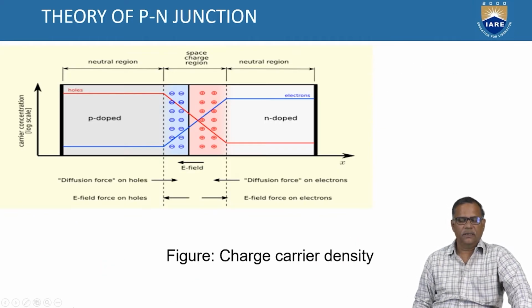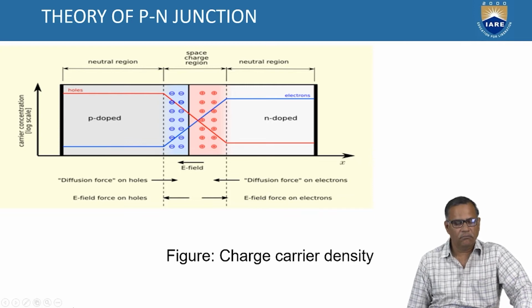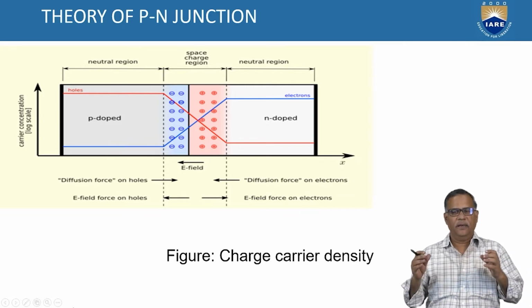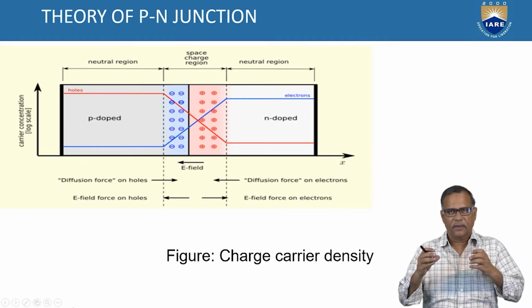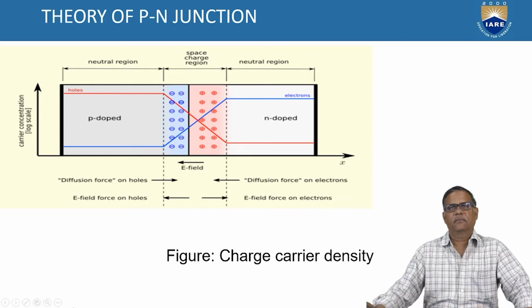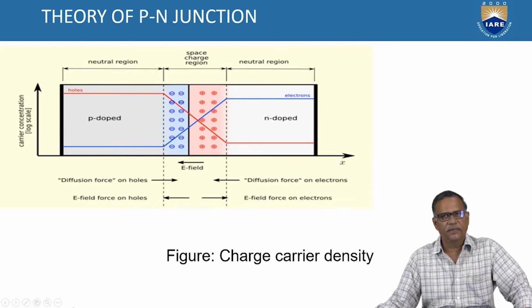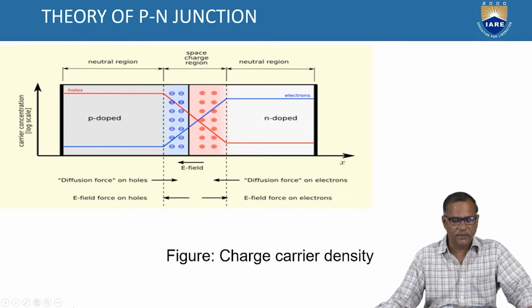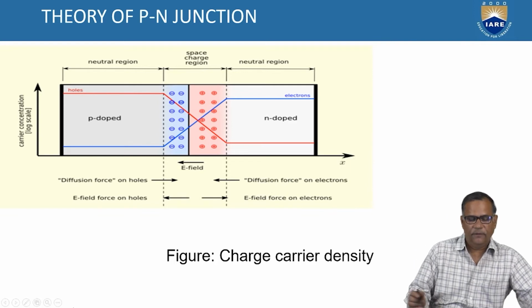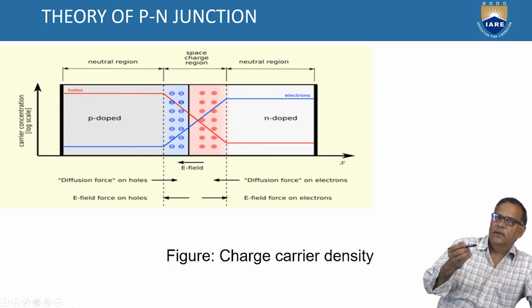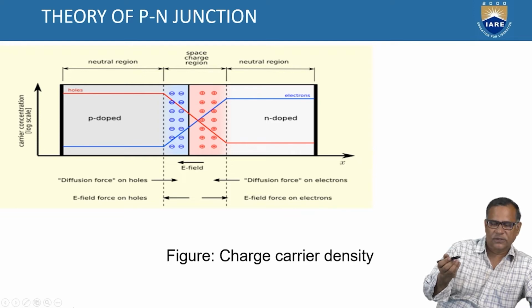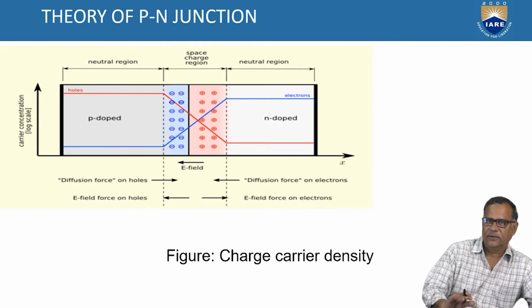Now let us see the theory of p-n junction. When p-type material and n-type material are brought close together, a junction is formed. In the p side, the majority charge carriers are holes, and in the n-type, the majority charge carriers are electrons.